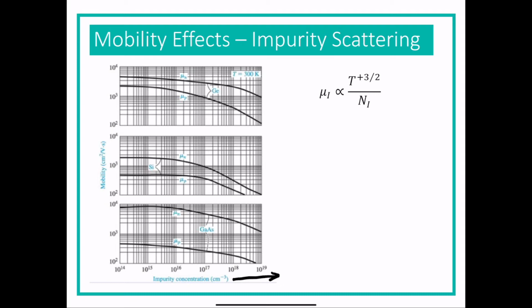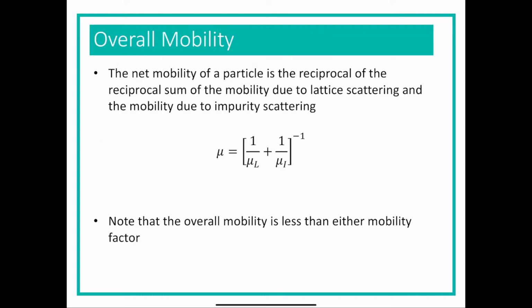The net mobility is the reciprocal of the reciprocal sum of the mobilities. So it's basically like taking resistors in parallel. You flip them over, you add them, and you flip them over again, and the net mobility is going to be less than either one of the mobilities we're considering. So the lattice effects and the impurity effects combine to make a mobility that's less than either one of those.